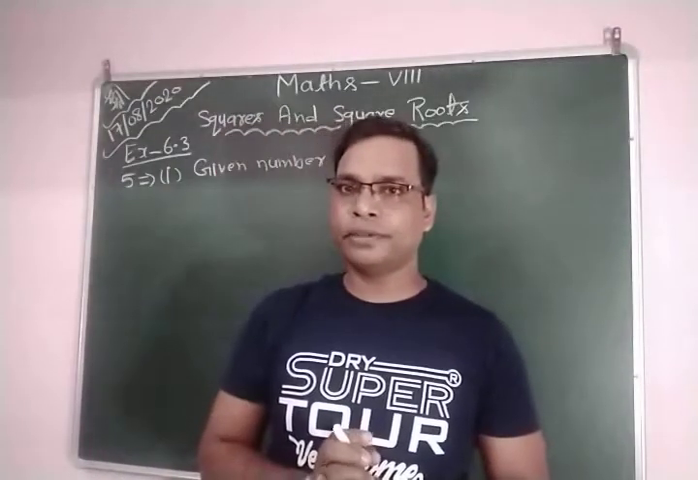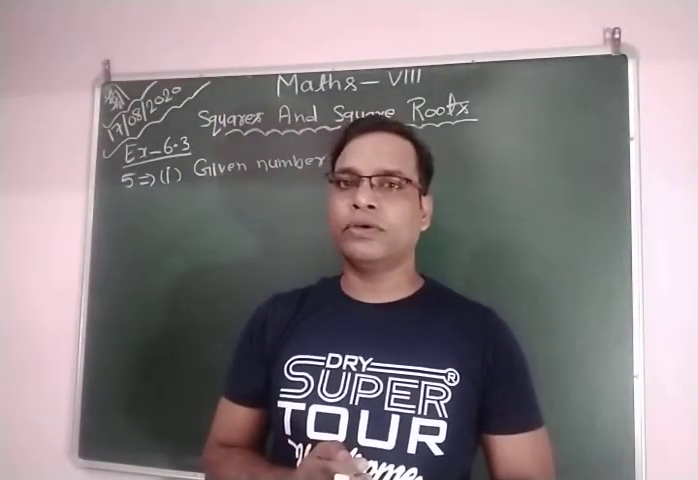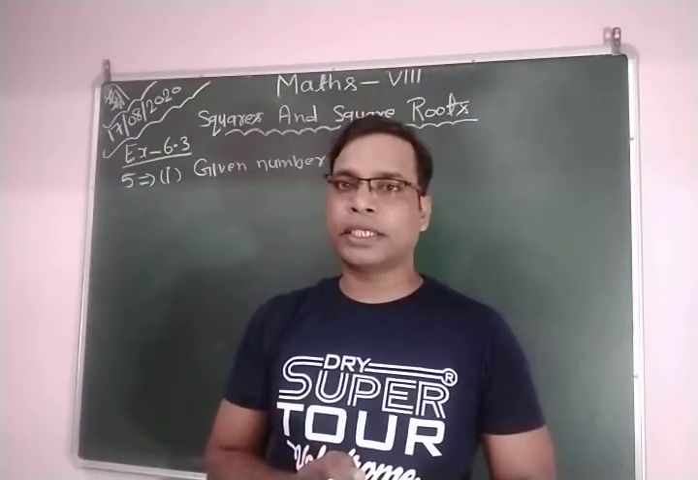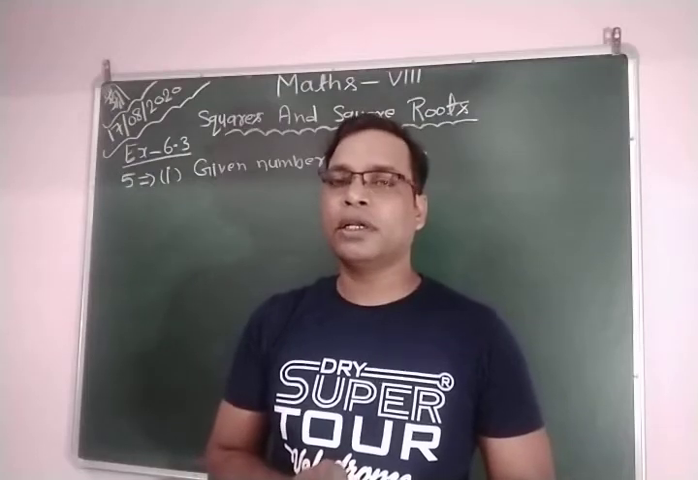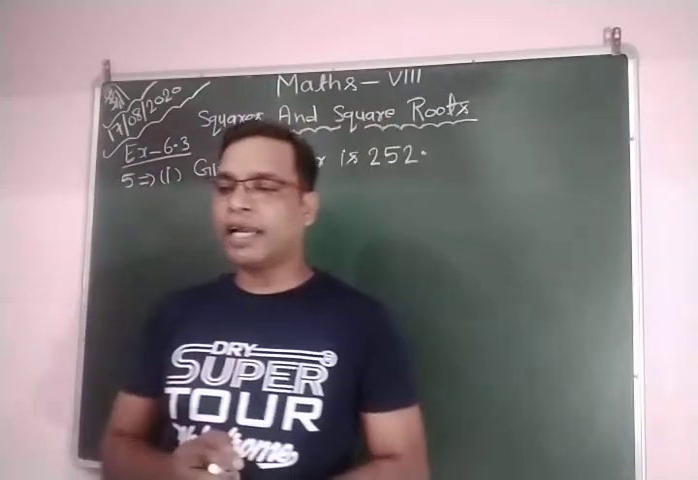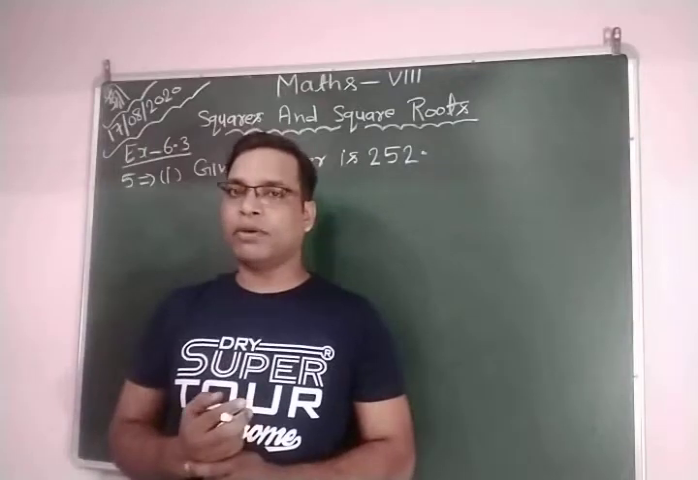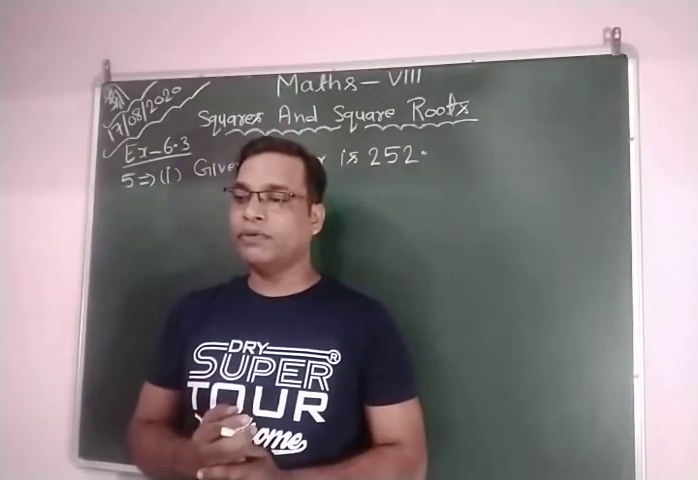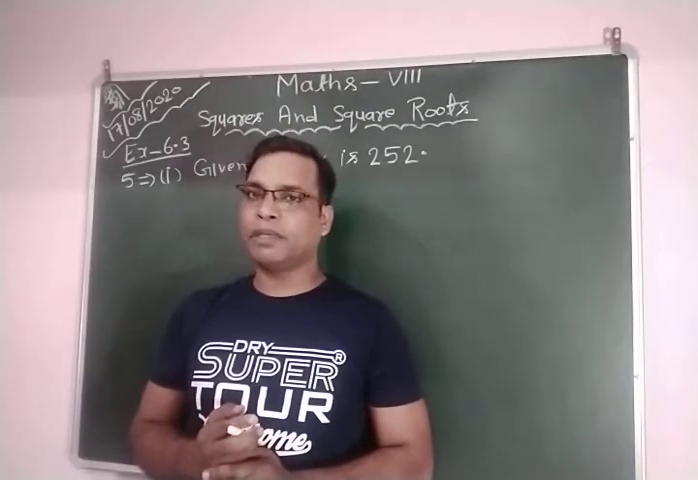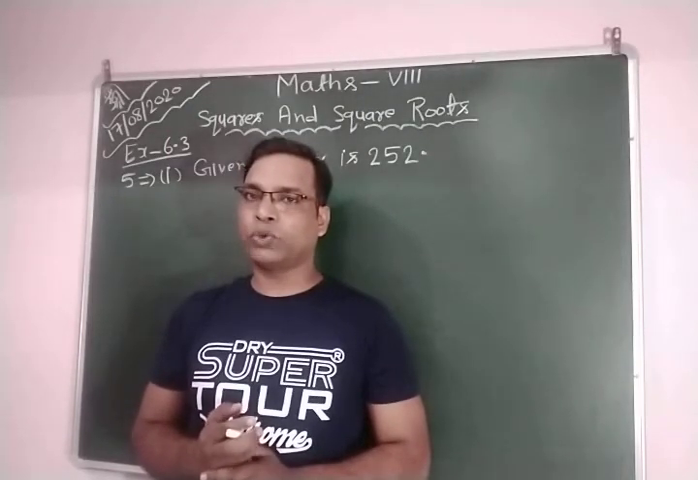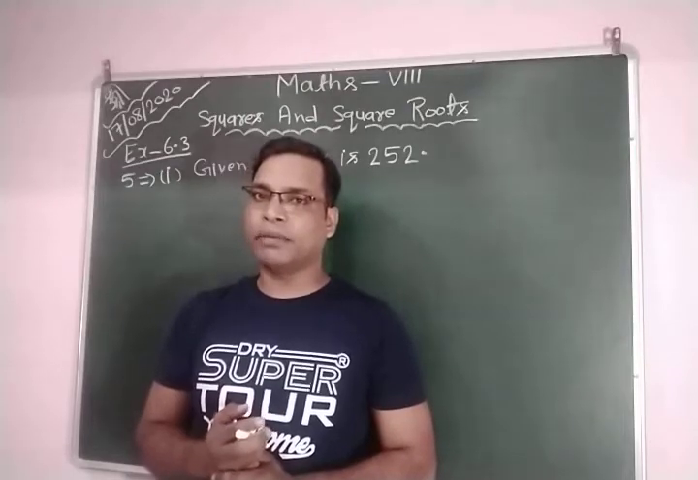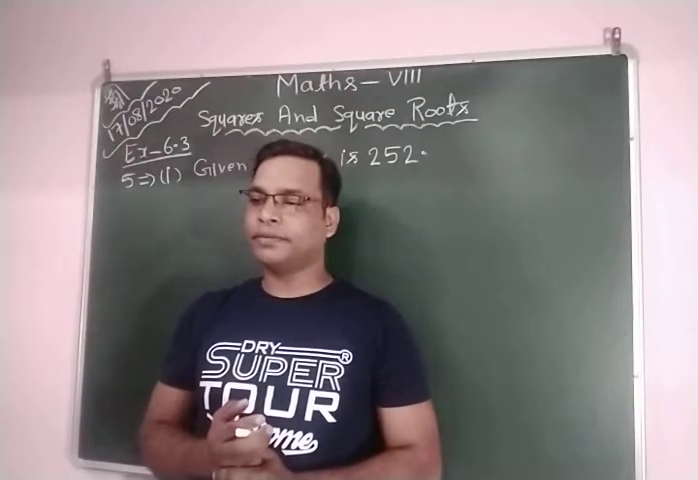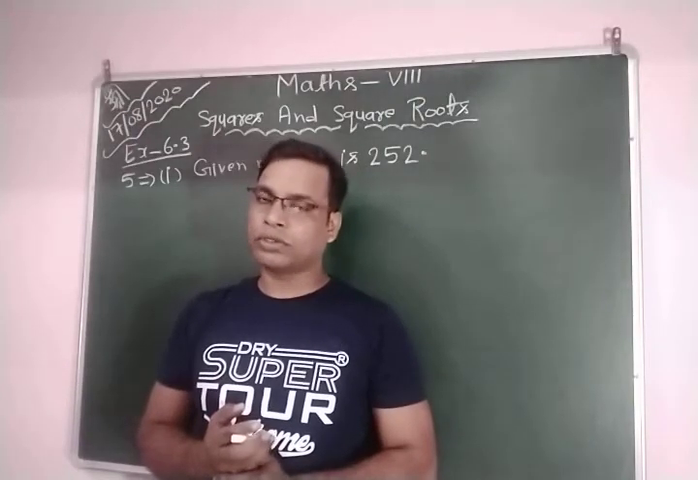Good morning, student. Today we are going to discuss chapter 6, square and square root, exercise 6.3, question number 5. Question 5: for each of the following numbers, find the smallest whole number by which it should be multiplied so as to get a perfect square number. Also find the square root of the square number so obtained.